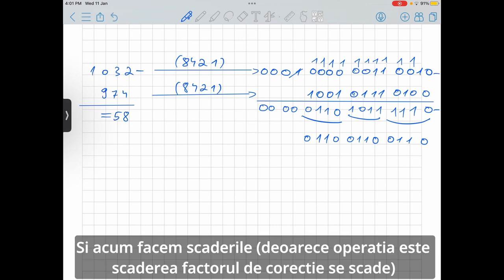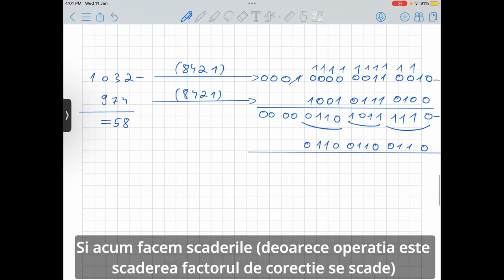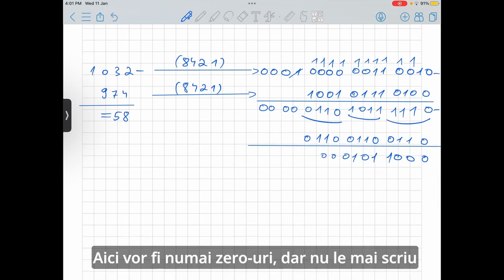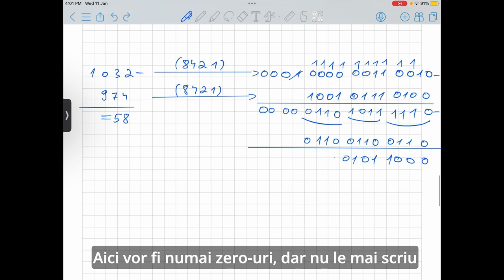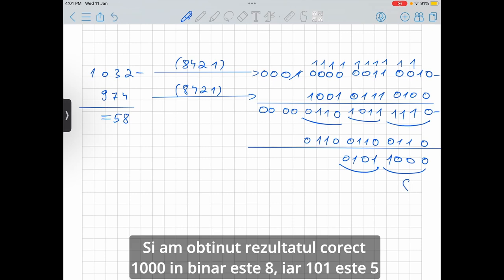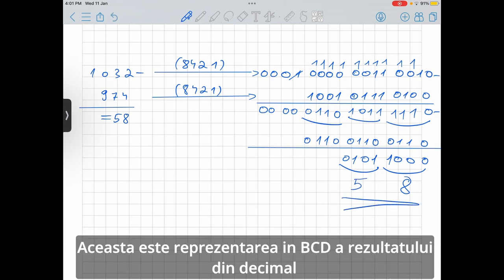And now we will do once again the subtraction. Here we'll have 0001, here 1010, and here it will be just zeros, but I will not write it anymore, the result. Here we have now this, and here the value is 8, because 1000 in binary equals 8 in decimal, and 0101 in binary equals 5 in decimal. So it checks the result. 58 from here is the same as the one from here.